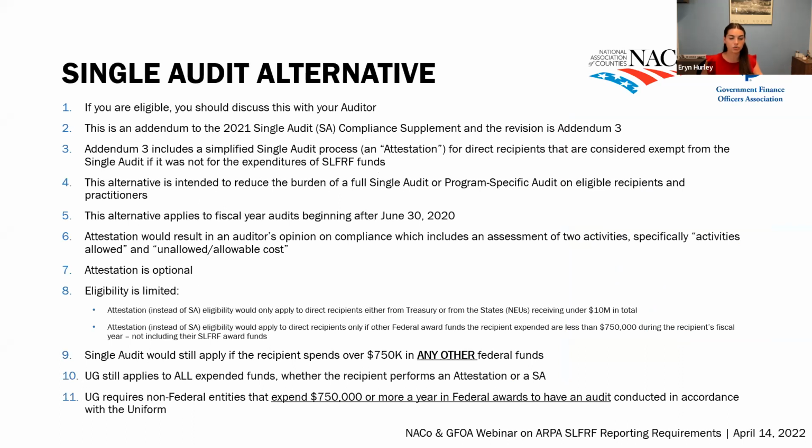Specifically, it applies to certain prime recipients. So specifically, it's direct recipients that received less than $10 million in recovery funds, as well as recipients only of federal awards where the recipient spent less than $750,000. So first and foremost, these are the top 11 things that you need to know if you think that you are eligible for this alternative.